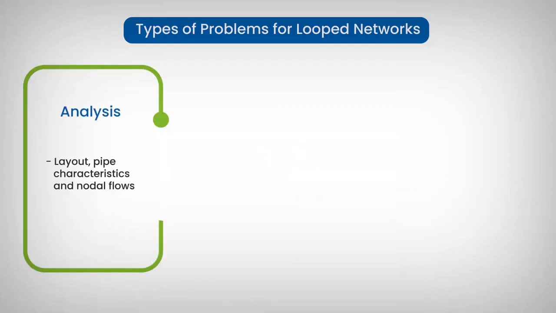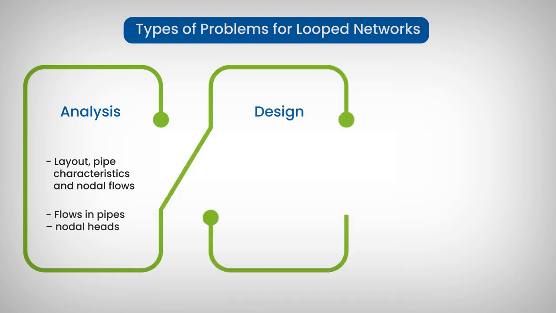There are three types of problems for the loop network. Analysis problem: external flows and pipe characteristics are given and it is required to calculate pipe flows. A design problem: location of nodes and external flows are given and it is required to locate and calculate size of pipes, pumps, reservoirs, and other network components. There are two design problems, one for layout and the other for network components.